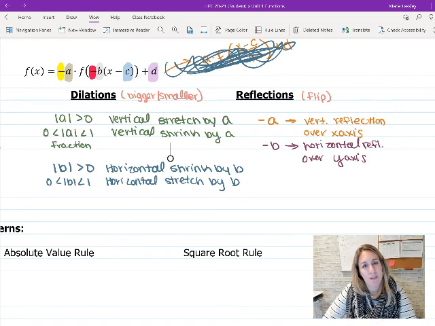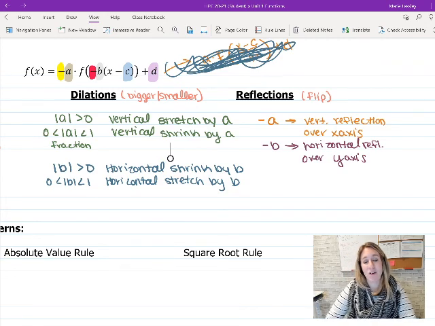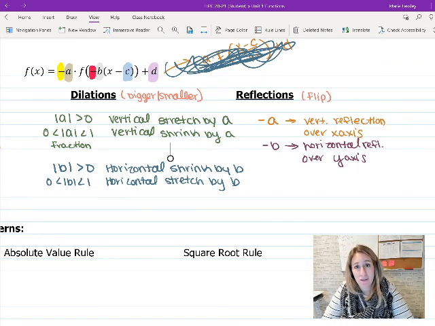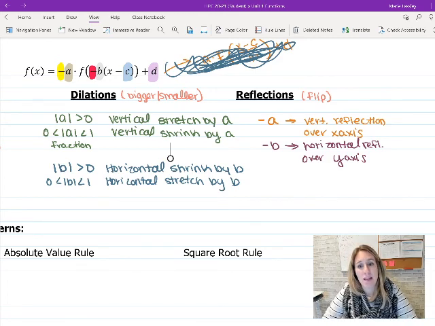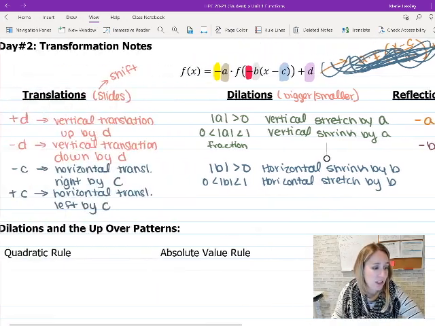So if you see a negative on the outside, know that there is a vertical reflection over the x-axis. If you see a negative on the inside, it is a horizontal reflection that will make your graph flip over the y-axis. Okay, now moving on to our next piece, which has to do with dilation.